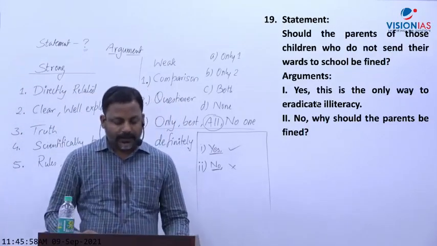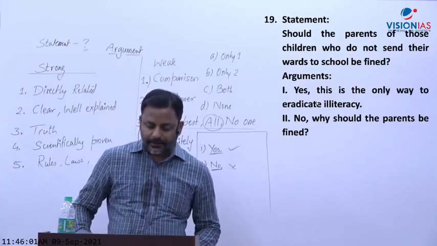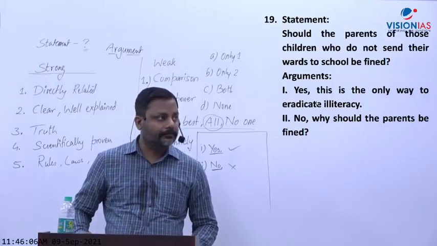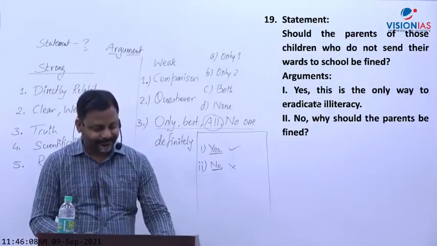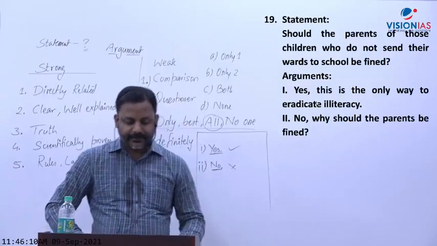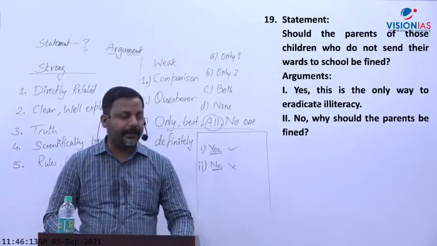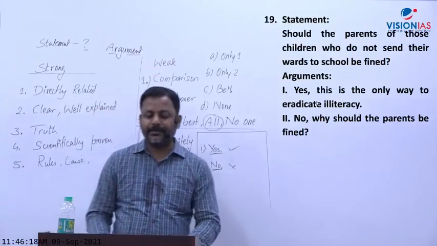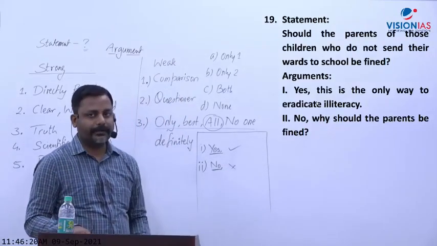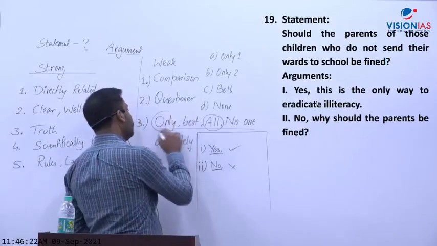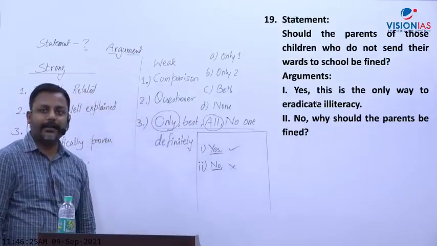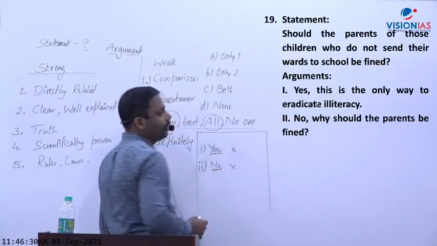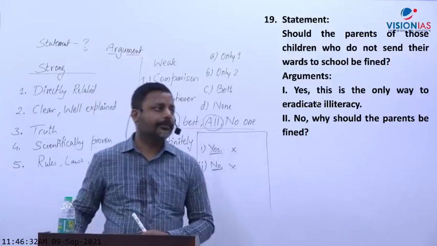Now, statement number 19 is, should the parents of those children who do not send their wards to school be fined? Argument first, yes. This is the only way to eradicate illiteracy. Second, no, why should the parents be fined? So in the first case, you are getting a term only, which makes an argument weak. So first one is weak because of the term only.